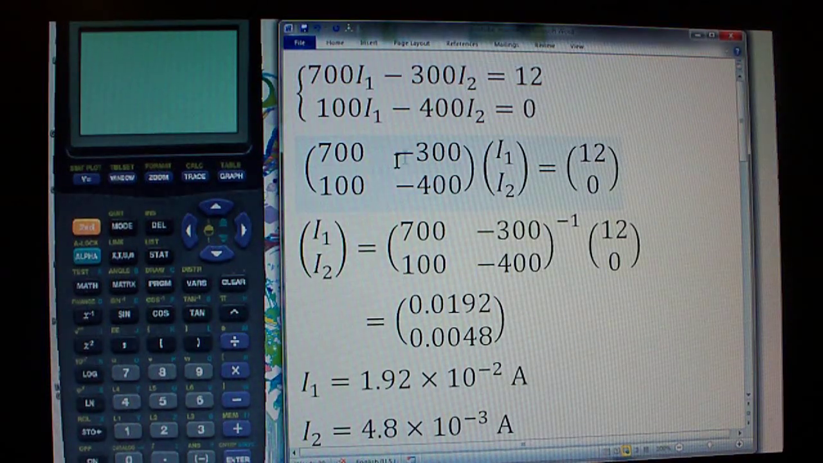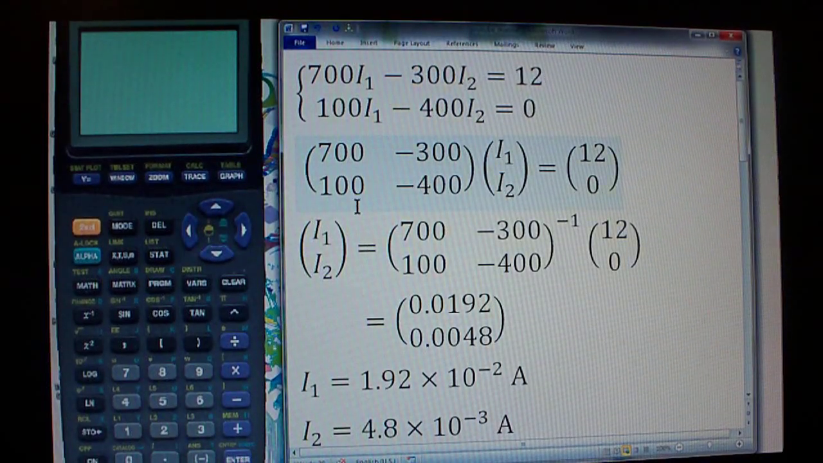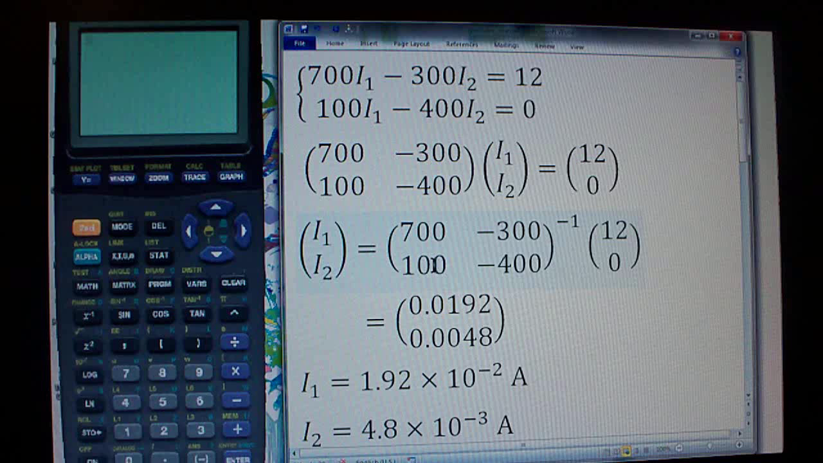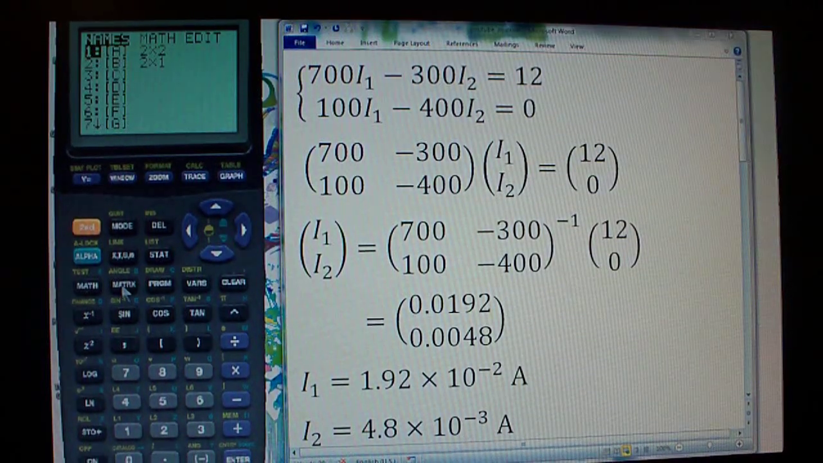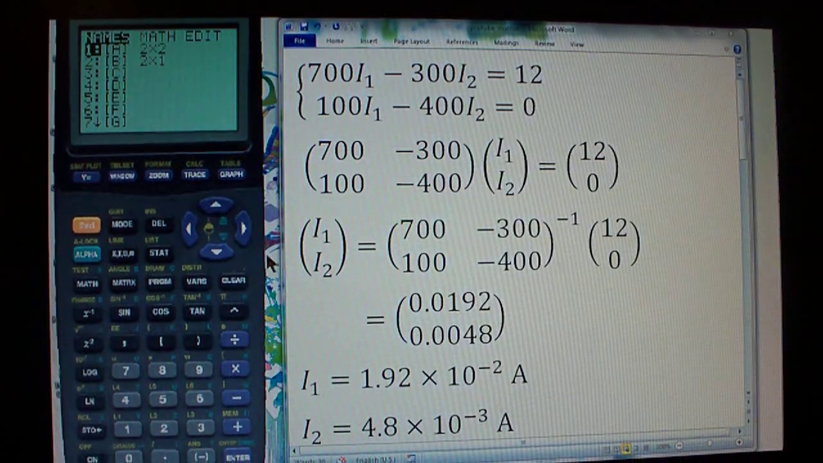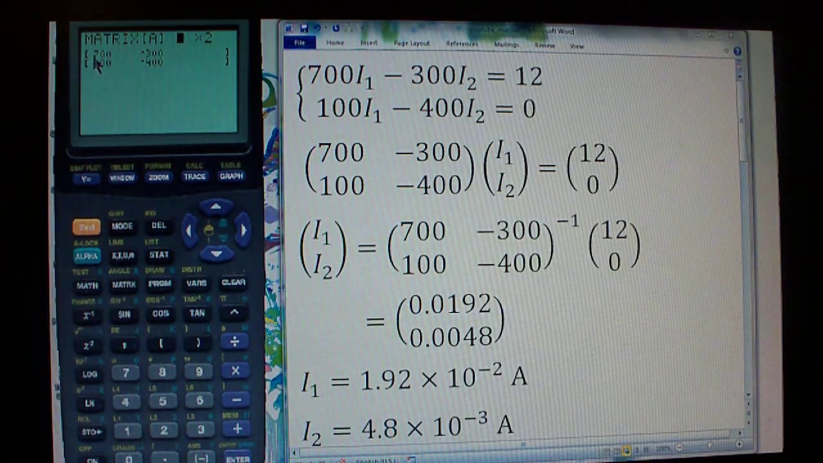You first write it into AX equal to B format, because in this matrix equation you have a very easy way of solving it. It's just A inverse B. A inverse B is the solution to AX equal to B, and you can calculate this using your calculator. Now, I already explained this in the previous video, but let me give you a quick demonstration. I already have the matrices ready.